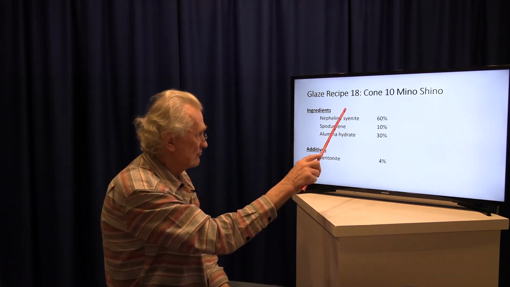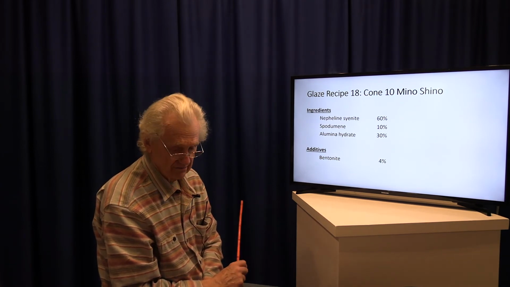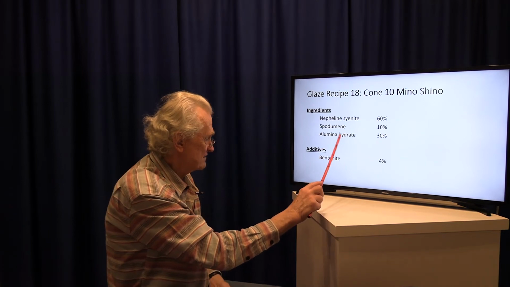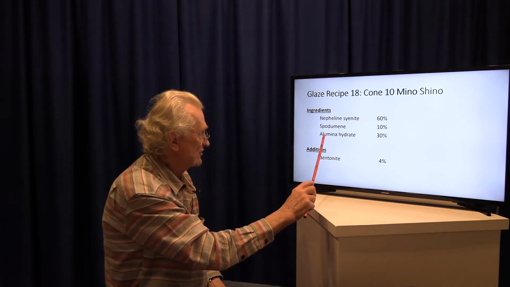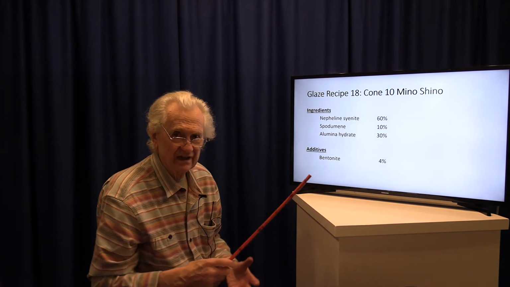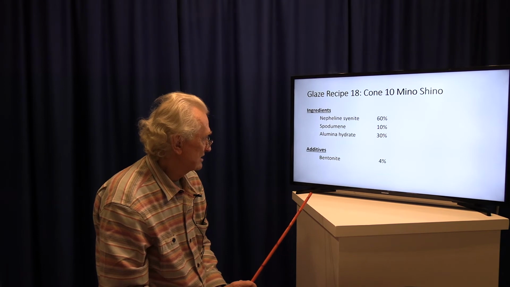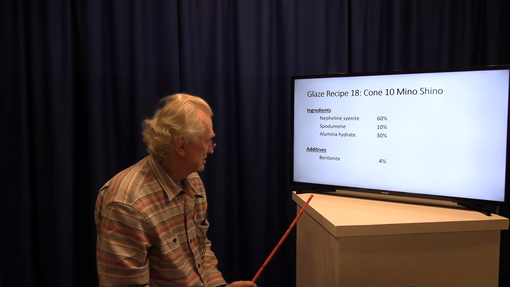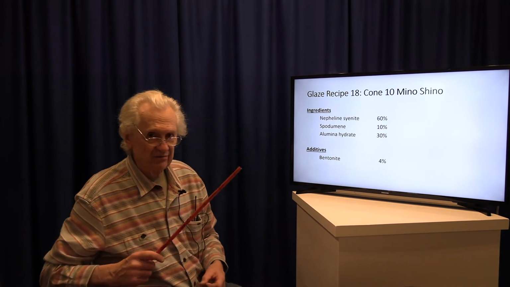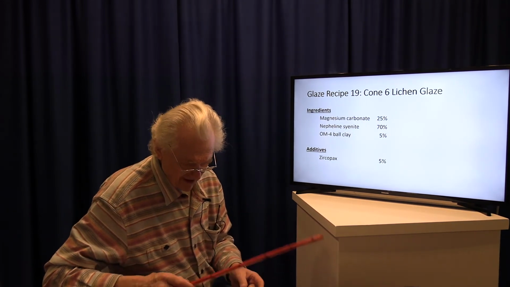So this is probably going to be really dry, really matte, and it is. Because this stuff is just going to float around in there like an opacifier. It's not going to do much of anything. So it's going to make it really dry, and there isn't much silica, so it's not going to be glassy at all. It's going to be a really kind of dry, matte glaze. And with that amount of alumina hydrate, I'm not sure why you even need the bentonite, but maybe they like the color.